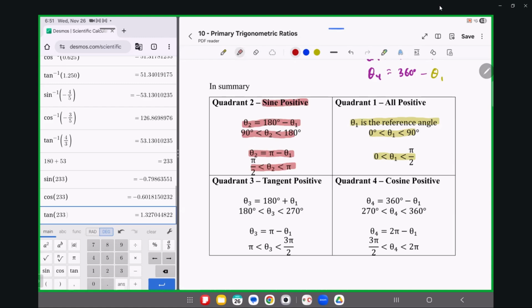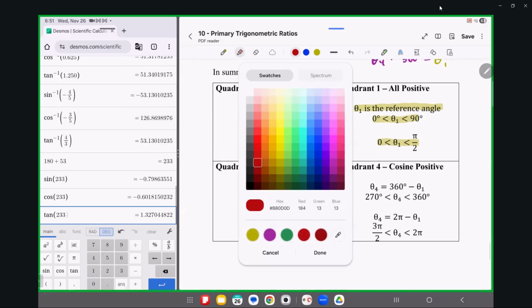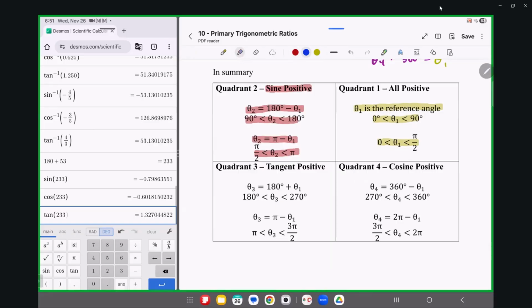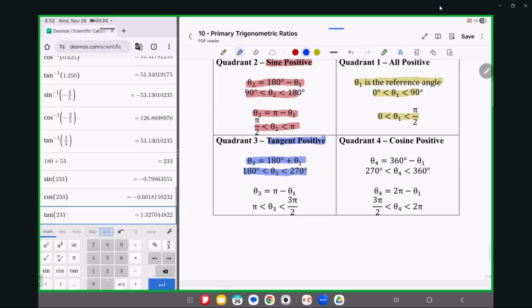I just wrote both versions here because it's easier to think about this in degrees and then translate to radians afterwards. In quadrant 3, just tan is positive. To figure that out, theta 3 is equal to 180 plus theta 1, so it's between 180 and 270. In radians, we take pi plus theta 1. I'll fix that in the notes afterwards. And it has to be between pi and 3 pi over 2.